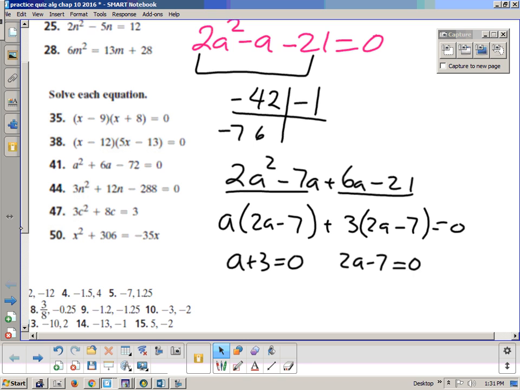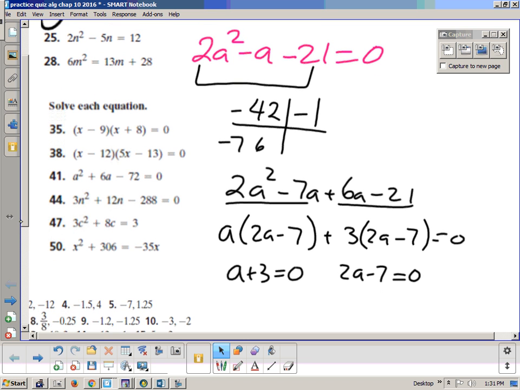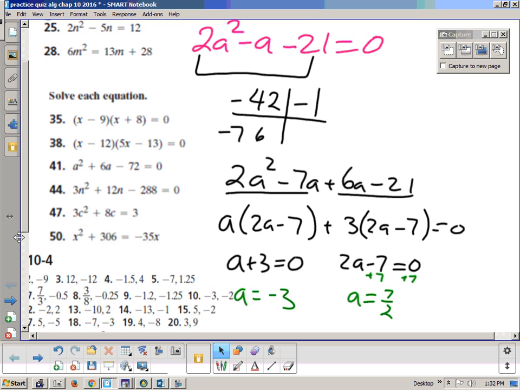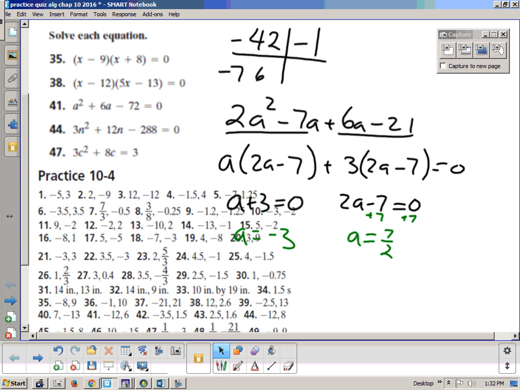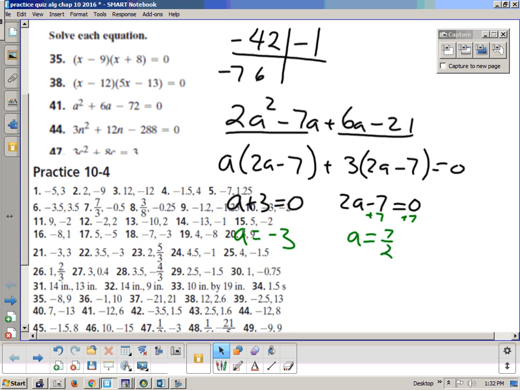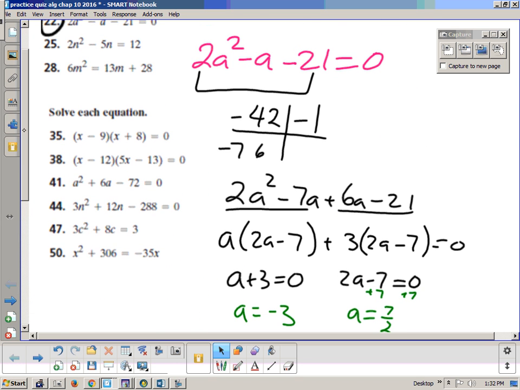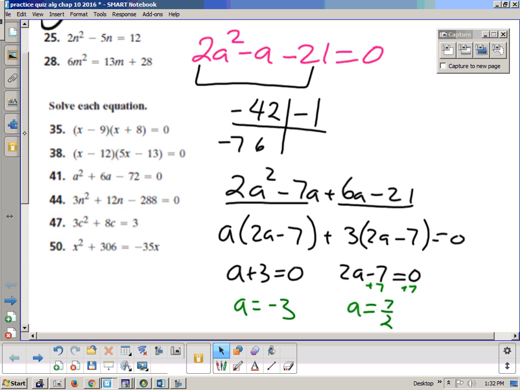So, looking at this, we're going to get a equals negative 3, and a equals, we're going to add 7 and divide by 2, so 7 halves will be your answers. If I look down at my answers here, question number 22 is going to be 3.5 and negative 3, which checks with my answers up here. Okay, that's how you do this number 22.